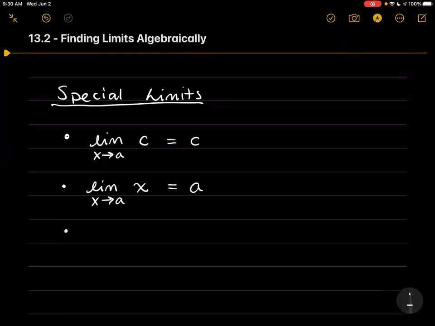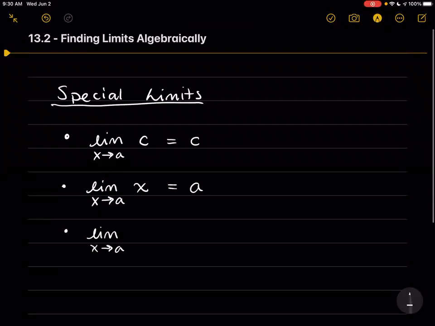Another special limit that we're going to be using is if you have the limit as x goes to a of x to the n, that's going to be equal to a to the n. So this is where n is a positive integer.